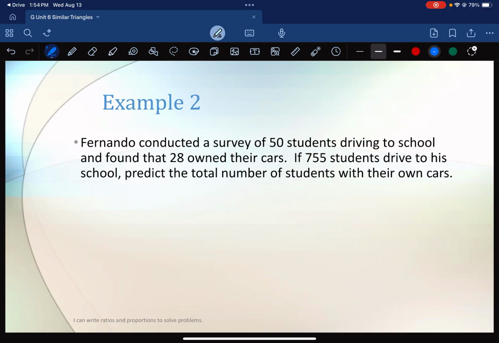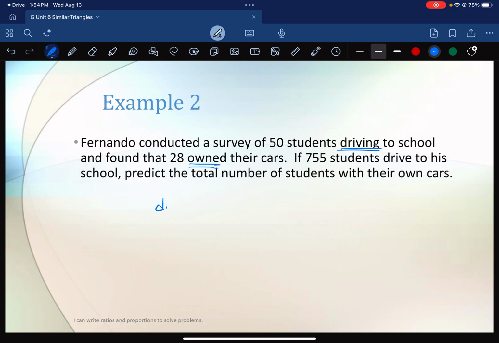Okay, so Fernando conducted a survey of 50 students driving to school, found that 28 owned their cars. So in that sentence, they're comparing two different things about students. What are the two things that they're comparing about students? Well, we've got students driving, and we have students who own their car. So that's what's being compared.